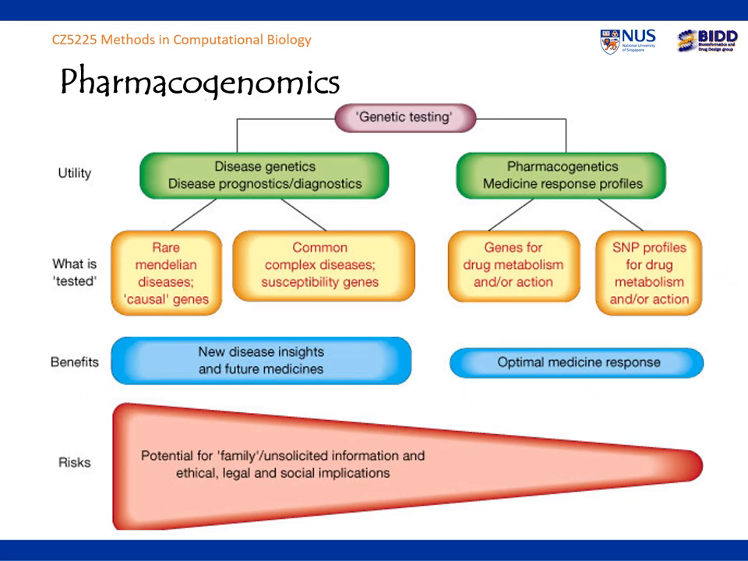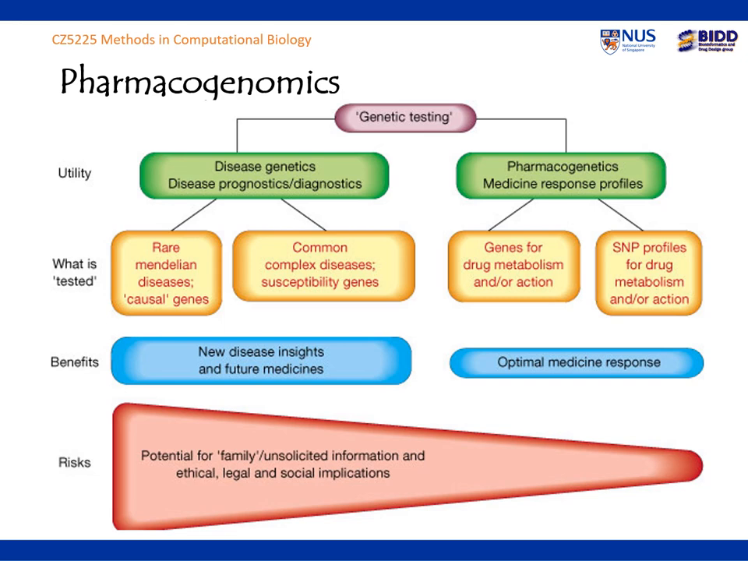One is to identify genetic disease, and the other application is in pharmacogenetics. While we perform genetic testing for disease genetics, or disease prognostics or diagnostics, we test for rare Mendelian disease and try to find out which is the causal gene for this disease. Or we may perform it for common complex diseases.